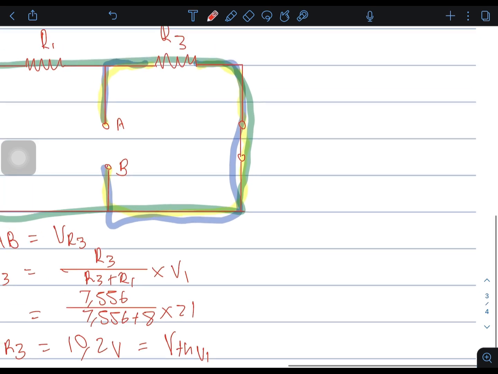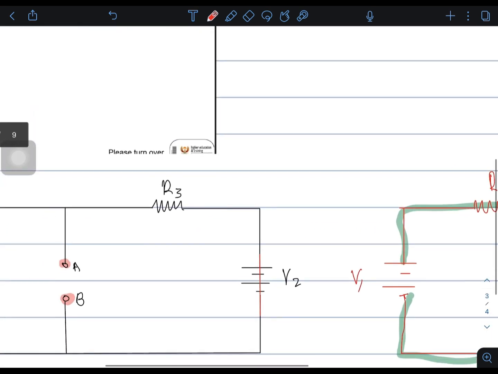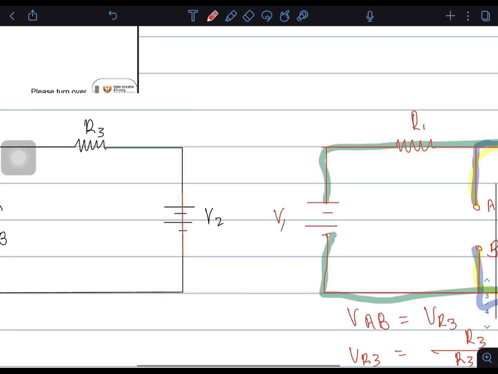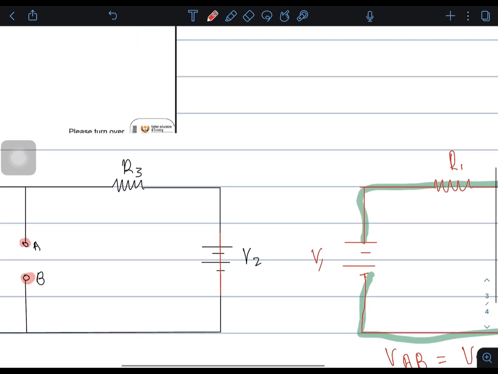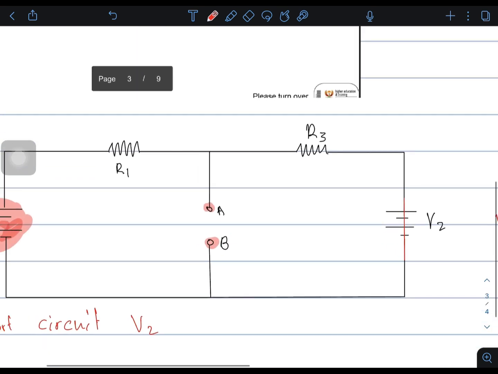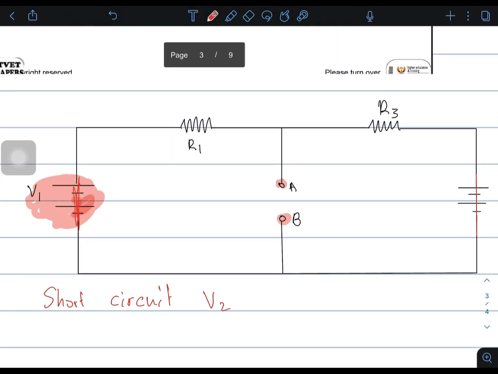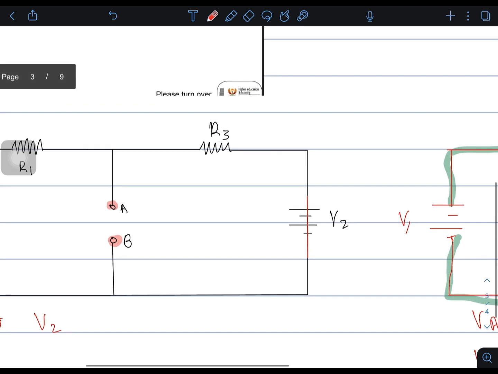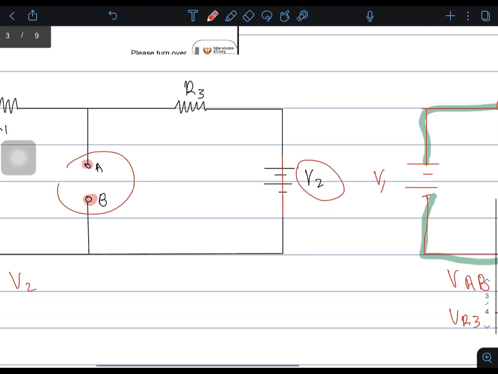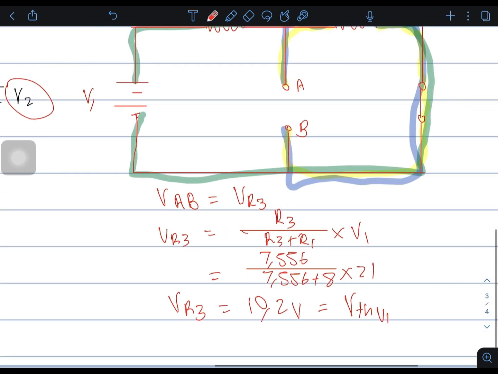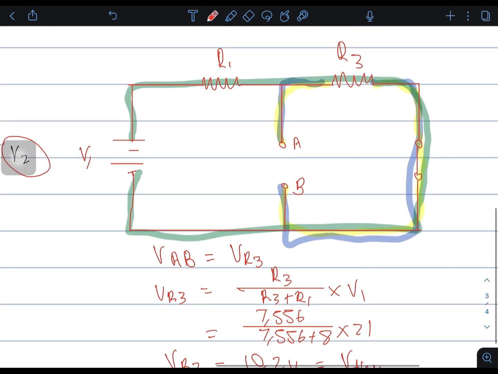Then the next thing we're going to find is the Thevenin voltage due to V2. Meaning, guys, we're going to short circuit V1 now, because we want to find the contribution of V2 to this terminal voltage A and B, the Thevenin voltage. Let me use the blue color and draw the circuit.